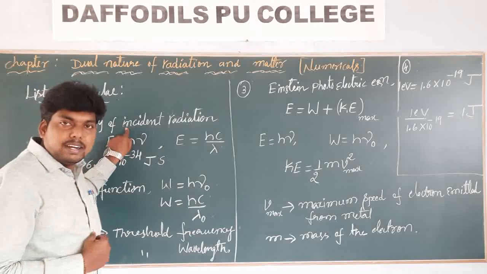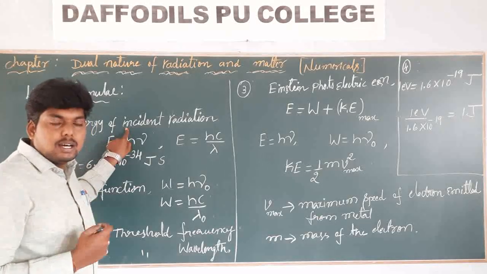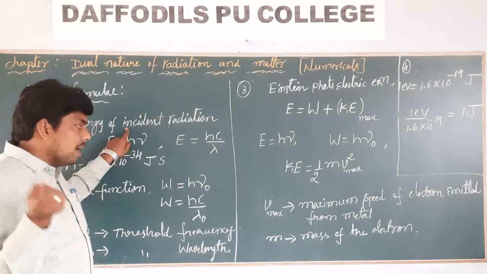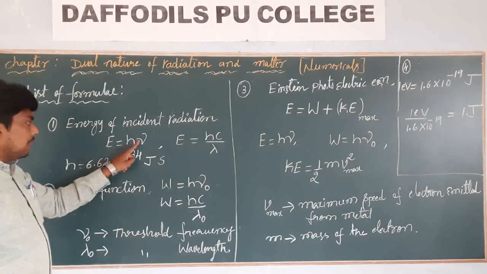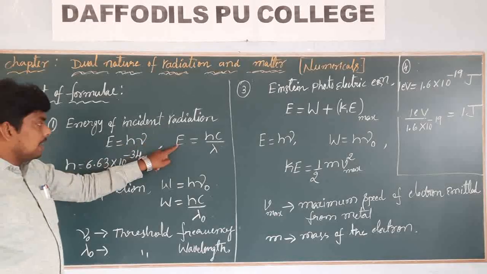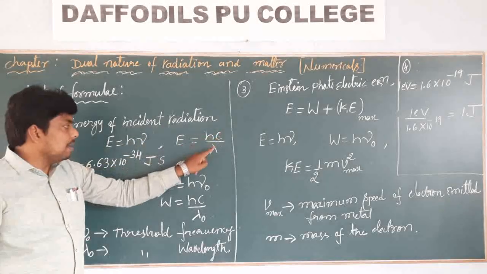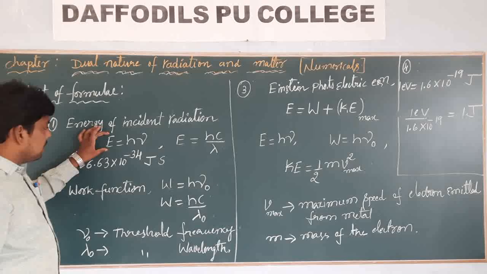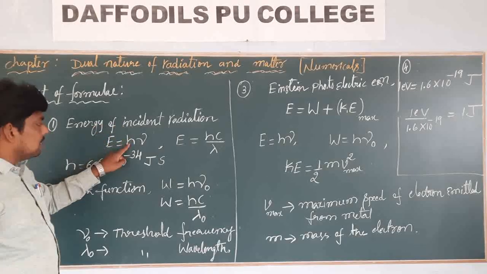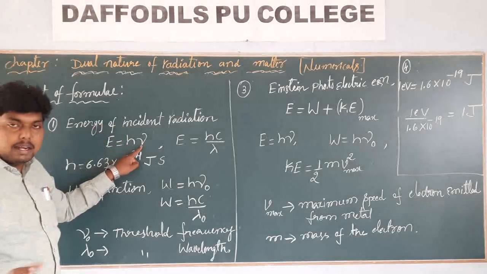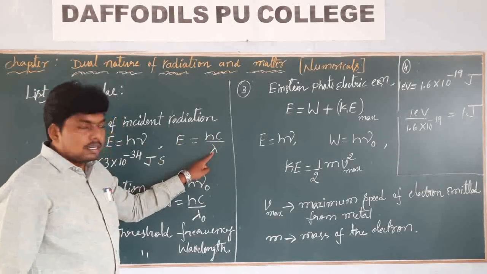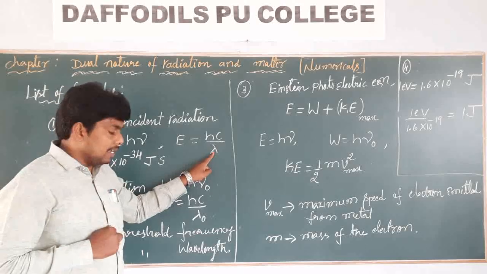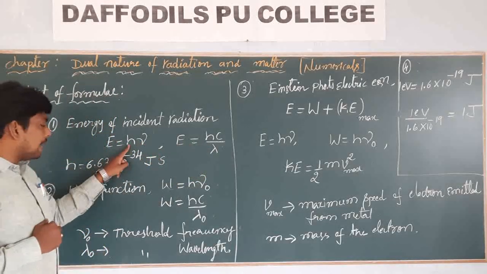If you want to find the energy of incident radiation or the energy of the photon, we have to use the formula energy is equal to h nu, or else energy is equal to hc by lambda. E is equal to h nu. This is in terms of the frequency of the radiation. E is equal to hc by lambda. This is in terms of the wavelength of the radiation, where h is a Planck's constant.